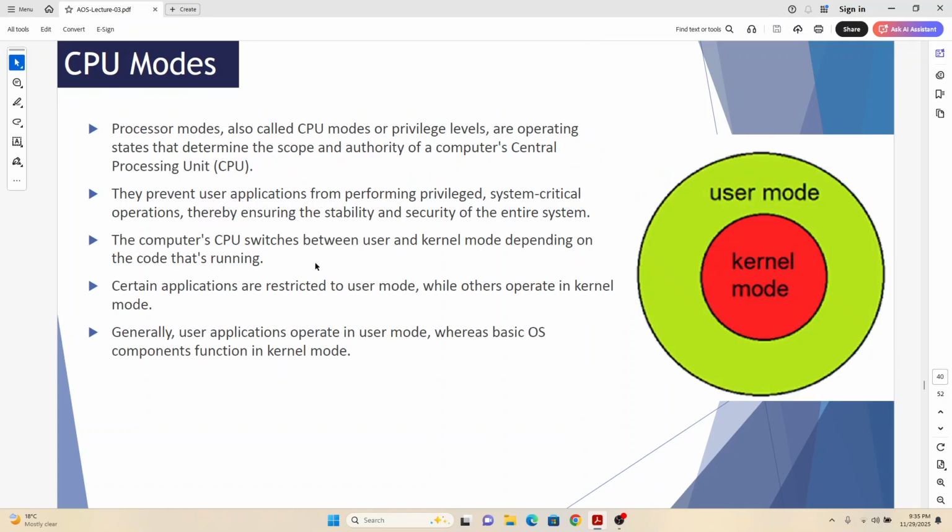CPU modes. What are CPU modes? CPU modes are also called processor modes. It is purely a hardware concept, not a virtual concept, that determines the scope and authority of the computer's central processing unit, the CPU. They prevent user applications from performing privileged, system-critical operations, thereby ensuring the stability and security of the entire system. The CPU switches between user and kernel mode depending on the code that is running, and certain applications are restricted to user mode while others operate in kernel mode.